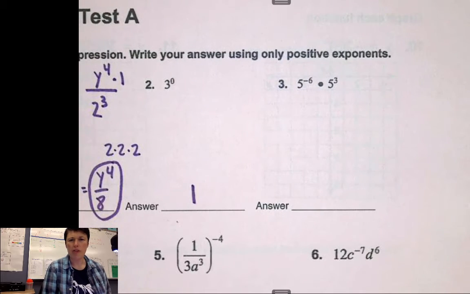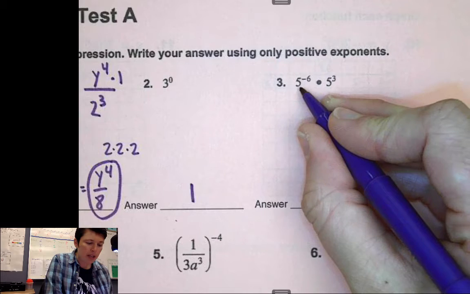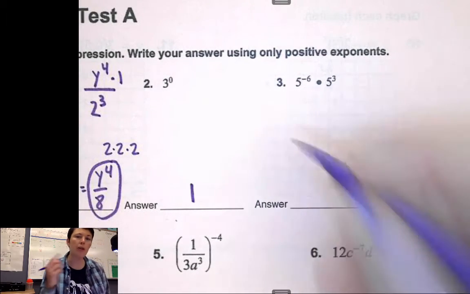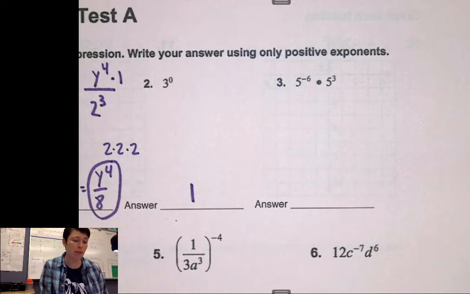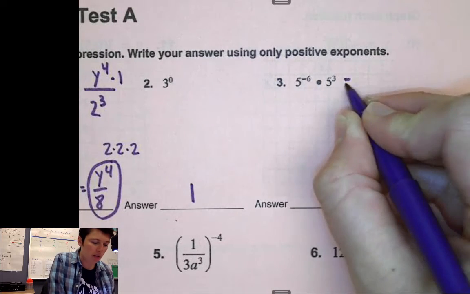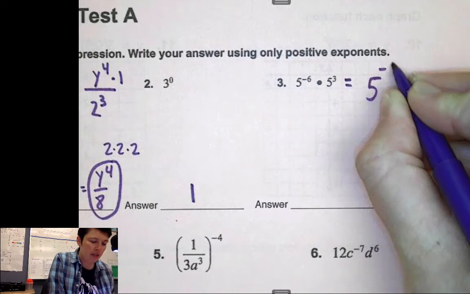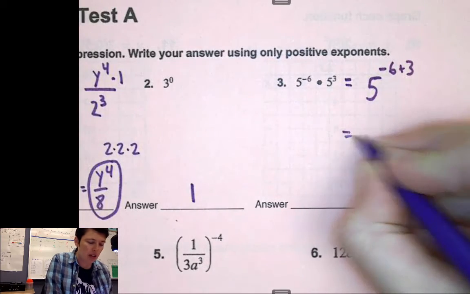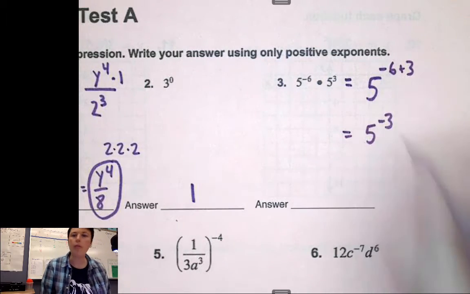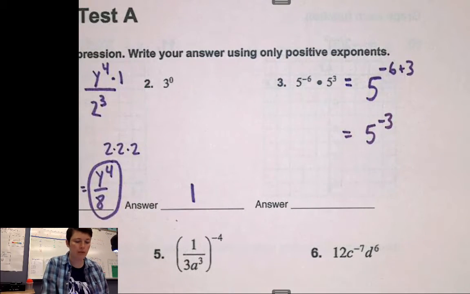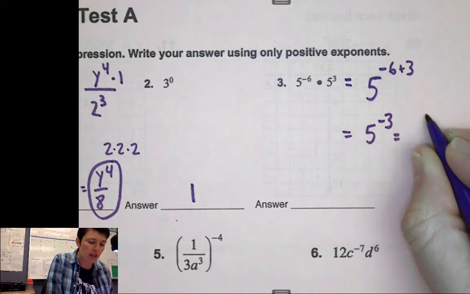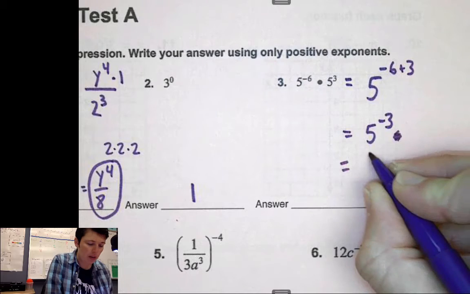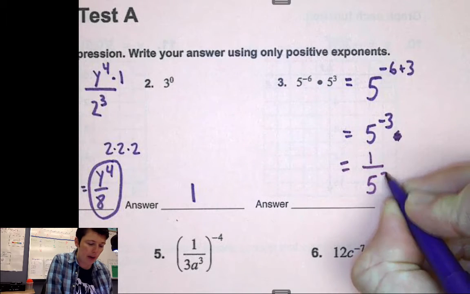And then for question 3, I noticed we have base 5 and base 5, and we're multiplying them together. So we know the power laws say that when you're multiplying, you add the powers. So this is really equal to 5 to the negative 6 plus 3 power. Now negative 6 plus 3 is a negative 3. So I'm almost to my answer, 5 to the negative 3. But I need to change it. That negative power is not really what I want. So I'm going to write it's 1 over 5 to the 3rd power.